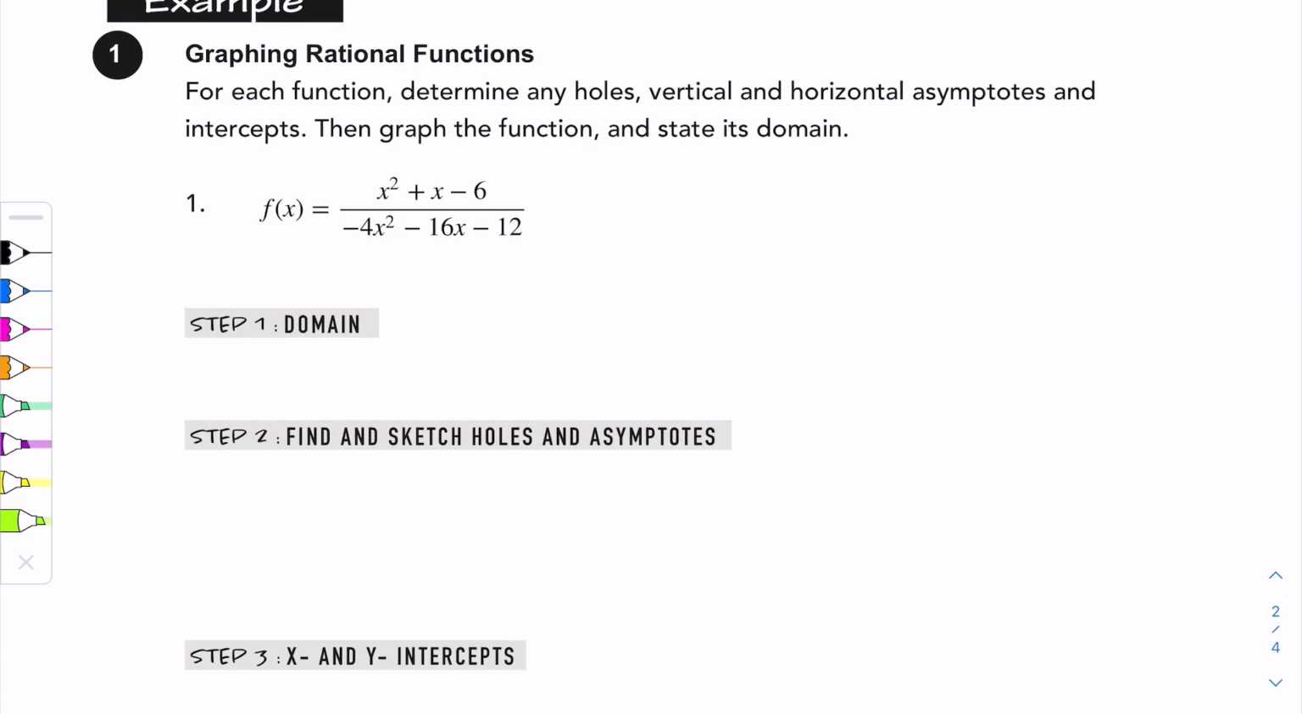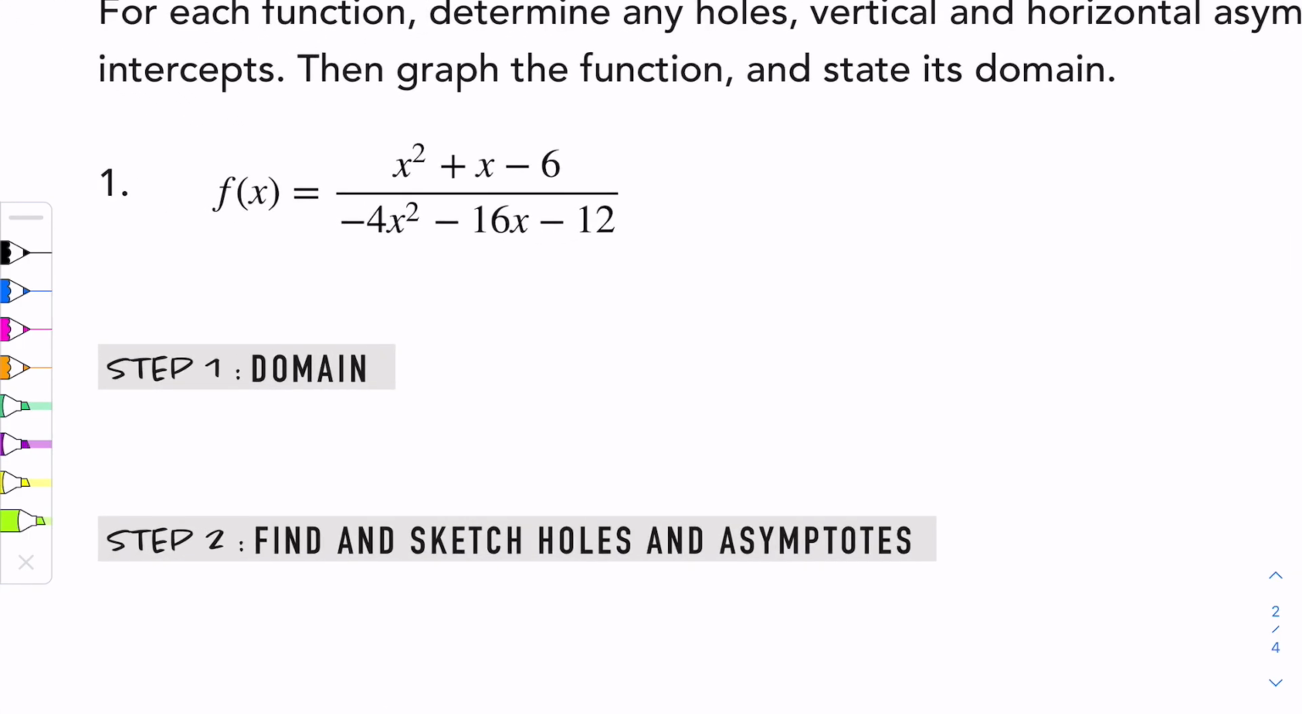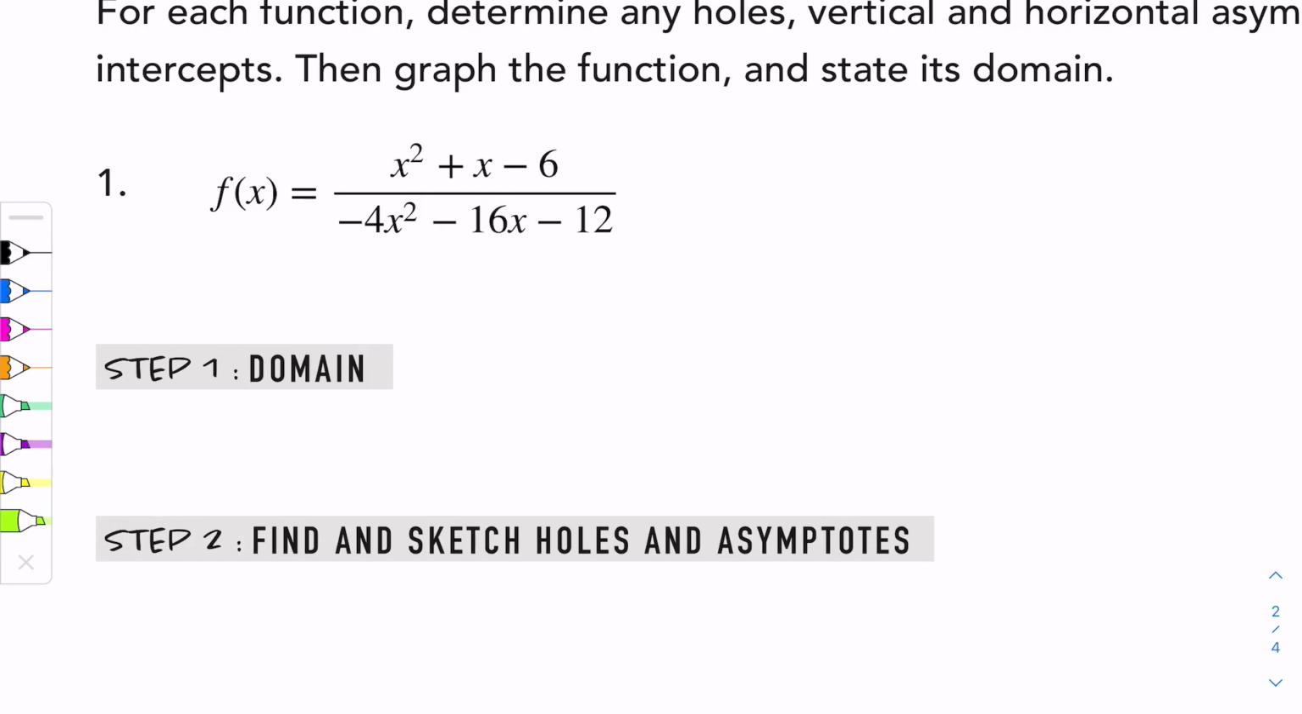For the first function, this function is given to us in standard form. So let's take a moment and factor this just so we can use the factored expression for certain parts. And actually, before I factor both of them, notice that the denominator of negative 4x squared minus 16x minus 12 does have a common factor of negative 4. So I'm going to factor that out just to start with, and then I'll factor both expressions.